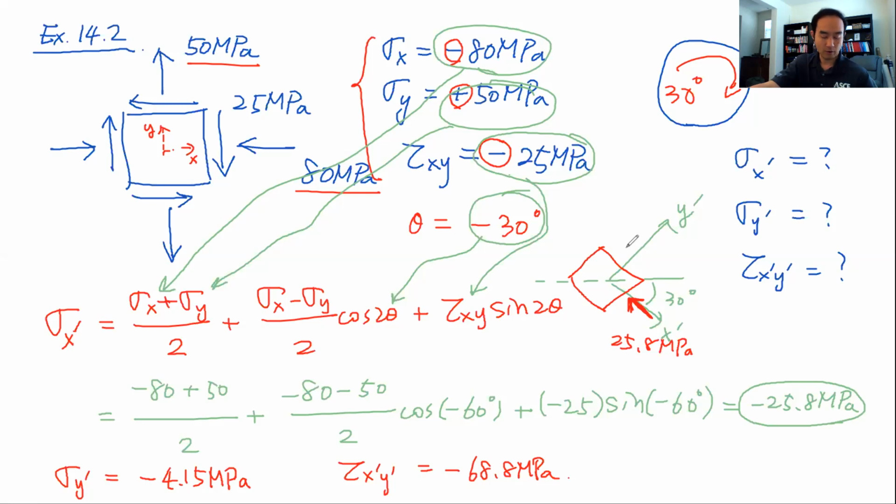Using these values, we can draw a state of stress for the new coordinate system. So we have sigma y prime of 4.15 in the negative direction, going this way. And then for tau x prime y prime, we have a negative sign, so based on the sign convention, it's going to be this way. The magnitude is going to be 68.8 megapascal. So that's how we can solve the problem.